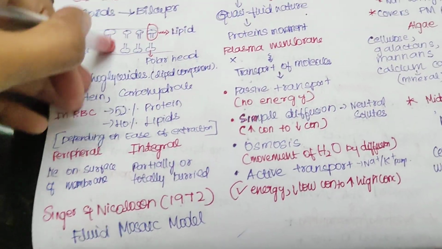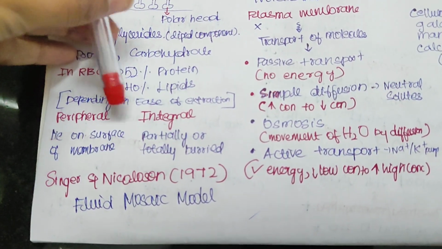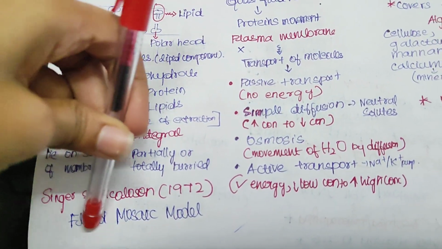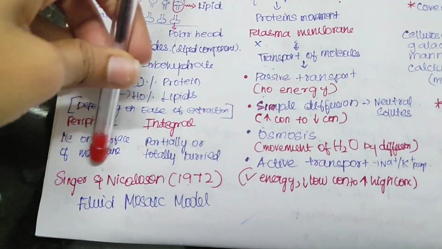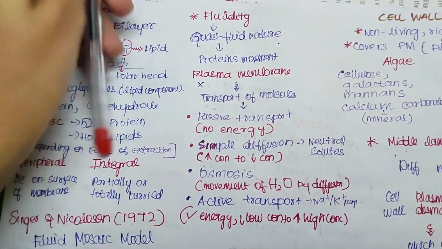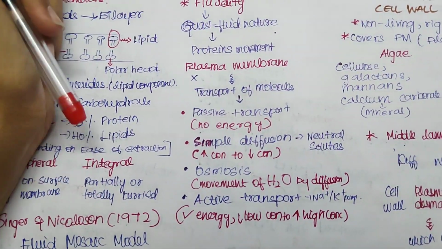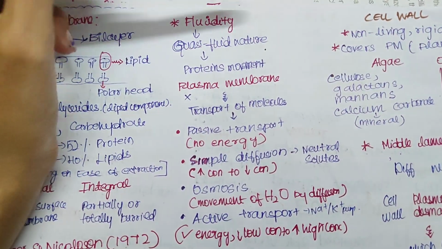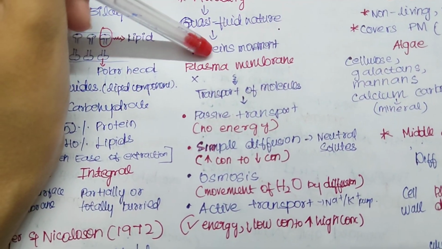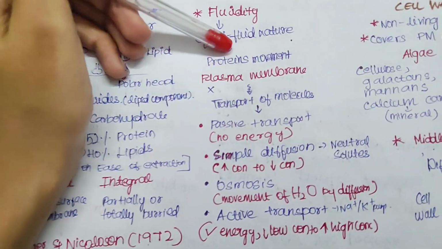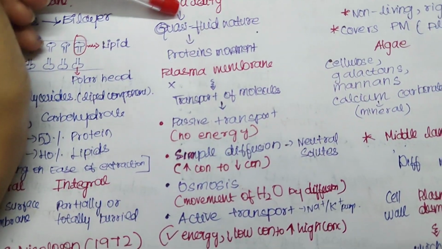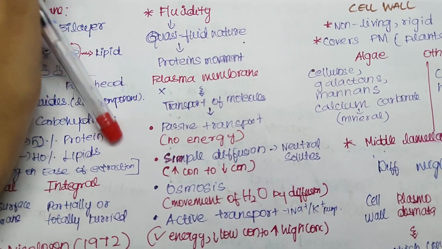Now after these discoveries, there is an important discovery done by Singer and Nicolson in 1972. They called it the fluid mosaic model. This model says that there is a quasi-fluid nature for lipids. Okay, the lipids have a quasi-fluid nature which helps in the protein's movement. The quasi-fluid nature of lipid is measured as fluidity, and it helps in the protein movement.